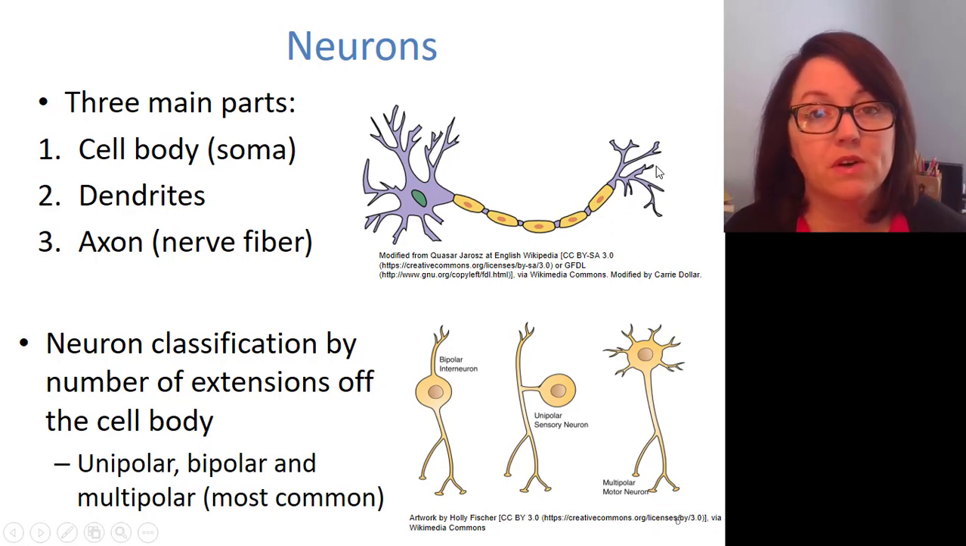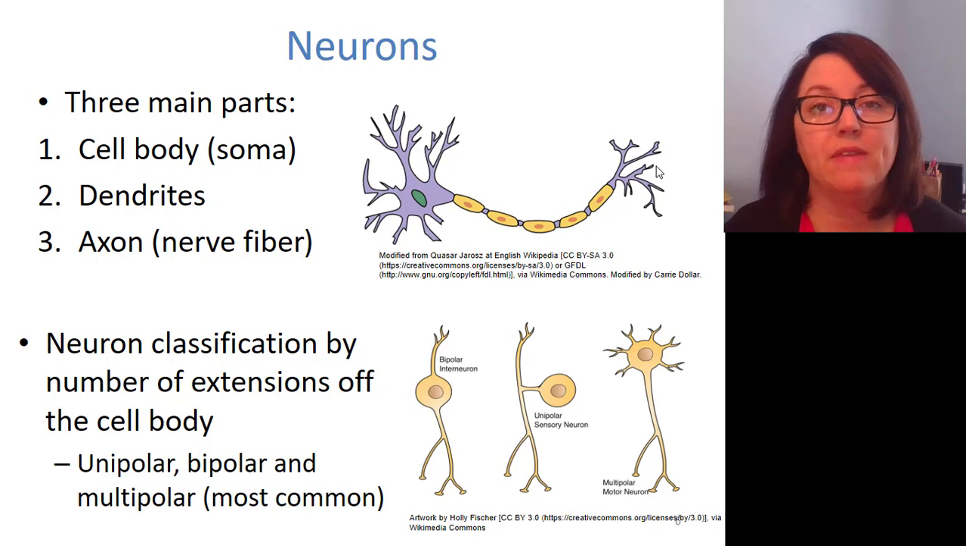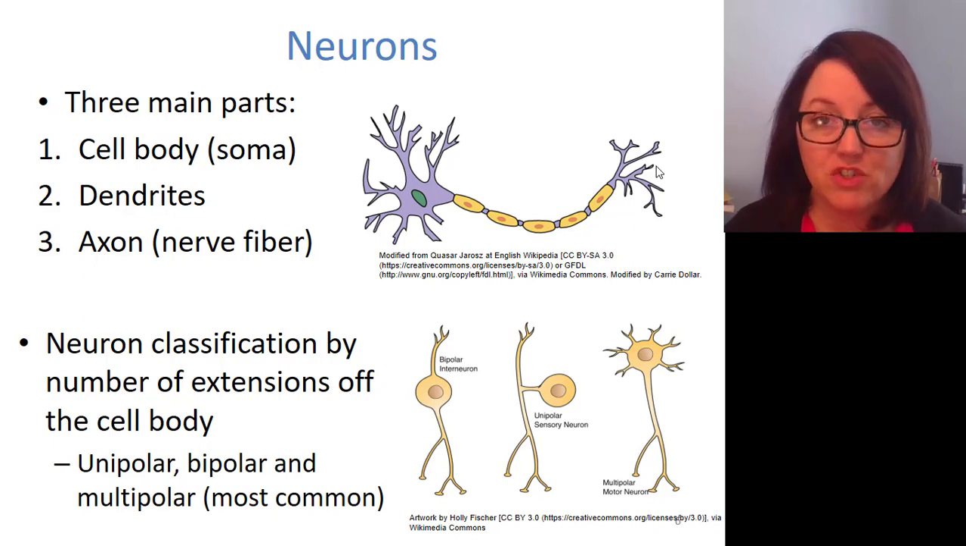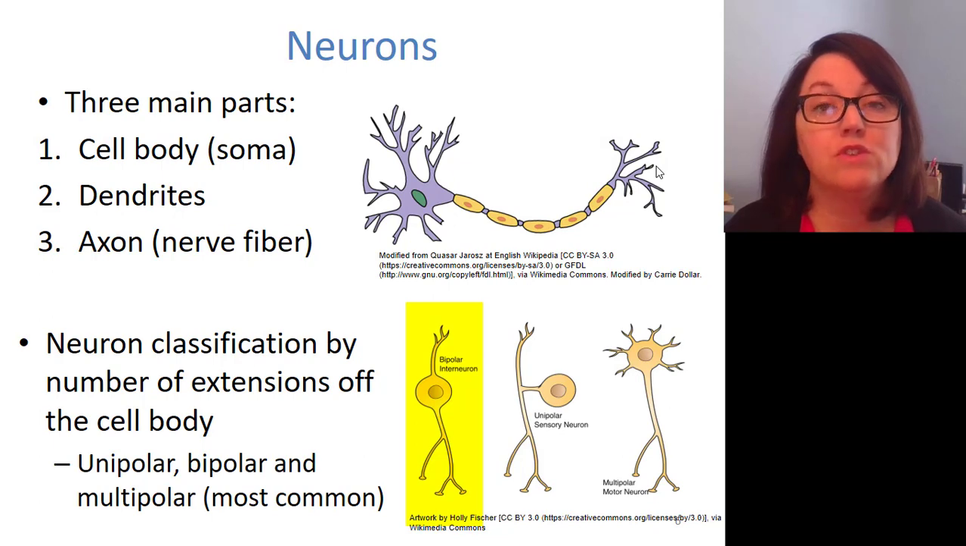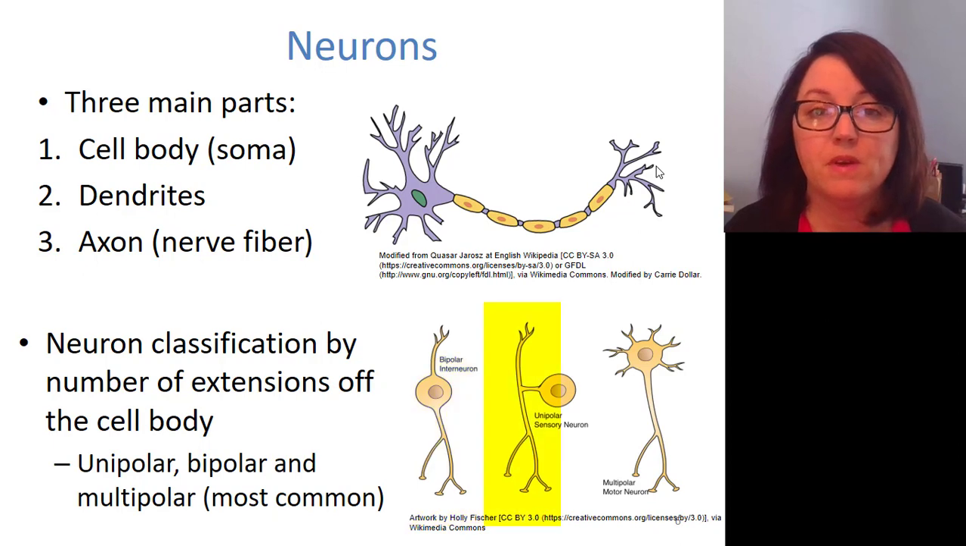Now we have different types of neurons in our bodies, and we classify them different ways. One of the classification schemes for neurons is to divide them based on the number of extensions that come off the cell body. If a neuron has two extensions that come off the cell body, it's called a bipolar neuron. If it only has one extension that comes off the cell body, it's called a unipolar neuron. So in a unipolar neuron, the one extension itself branches to become dendrites and an axon.